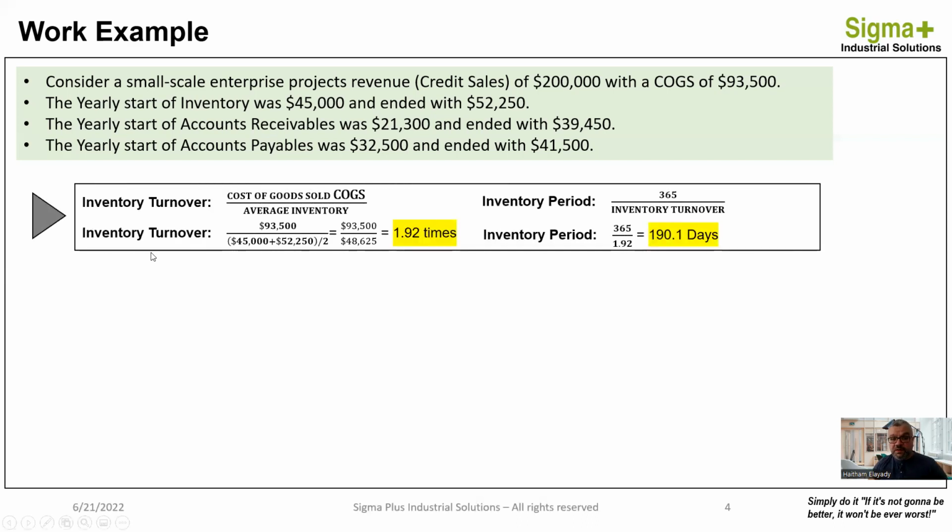So the first KPI that we can calculate is the inventory turnover, by dividing the cost of the goods sold by the average inventory. The cost of the goods sold for the complete year was $93,500, and the average inventory, which is the inventory in January, $45,000, and the inventory in December, $52,250, makes an average of $48,625.